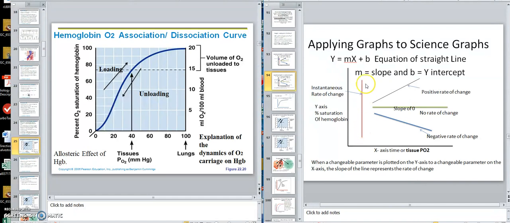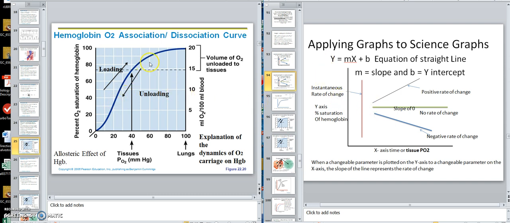If the slope goes straight up, it's an instantaneous rate of change, because if this was time, it's happening at the same point in time. A slope this way means some positive rate of change. A slope this way means some negative rate of change. And a slope this way means no change. If time was here, that would say that no matter the time, nothing is changing. So this involves the straight line graphs.